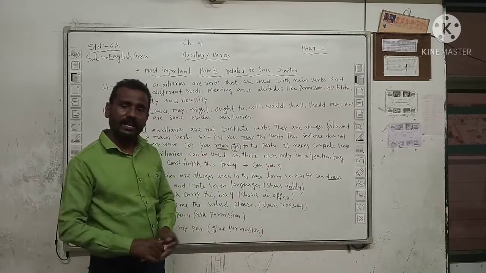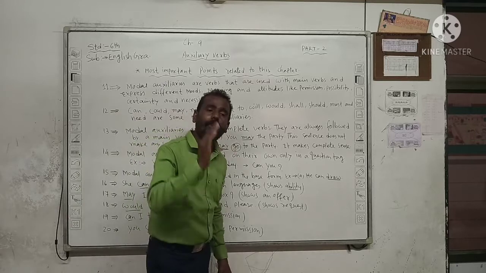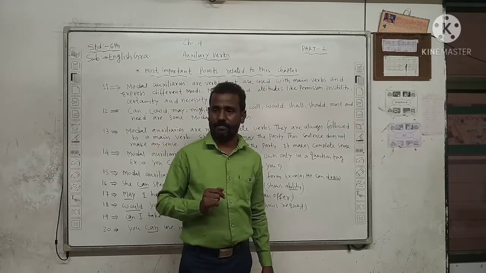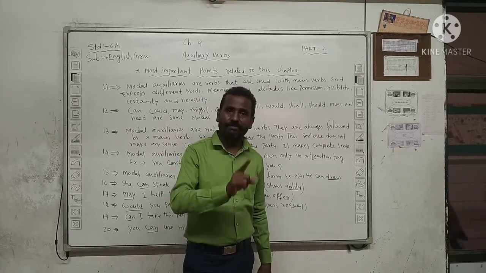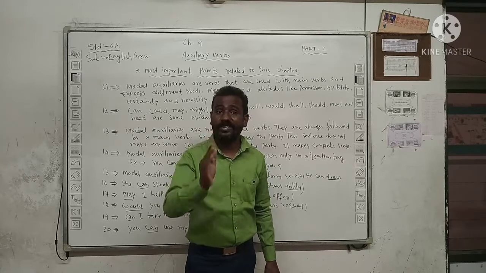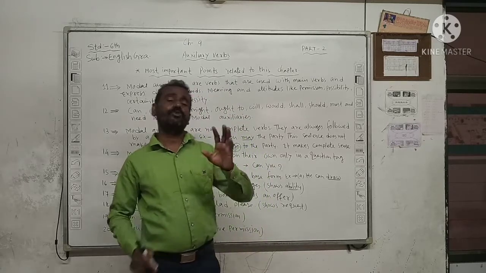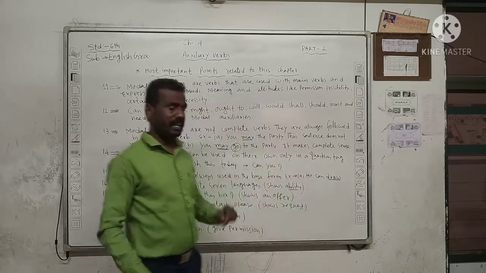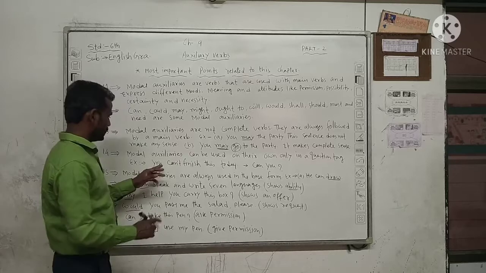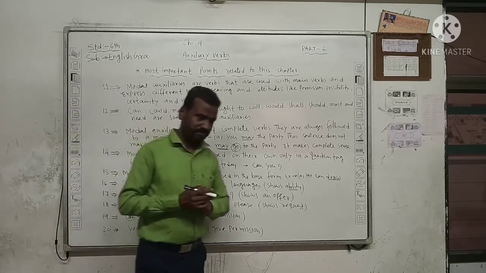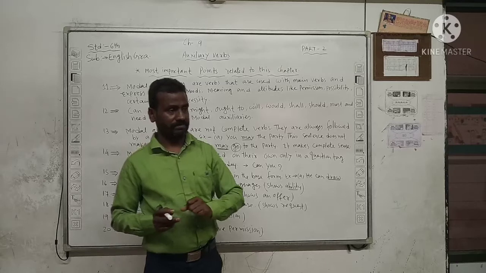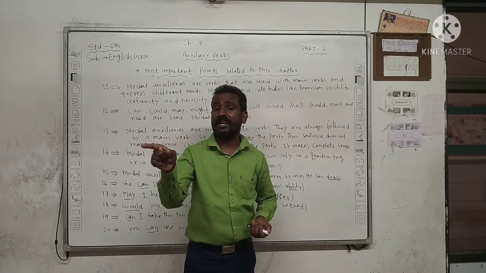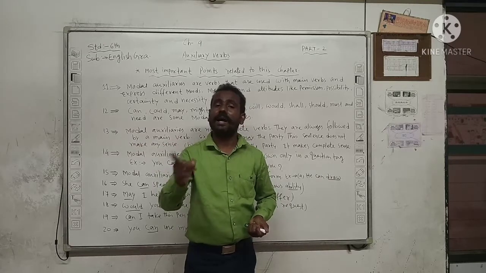Question tag. If the sentence is in positive sense, the question tag has to be the negative interrogative. Again I am repeating, if the sentence is in positive sense, then you have to make the negative interrogative. For example, he can speak, can't he? Because can is followed by not, that's why can't he.